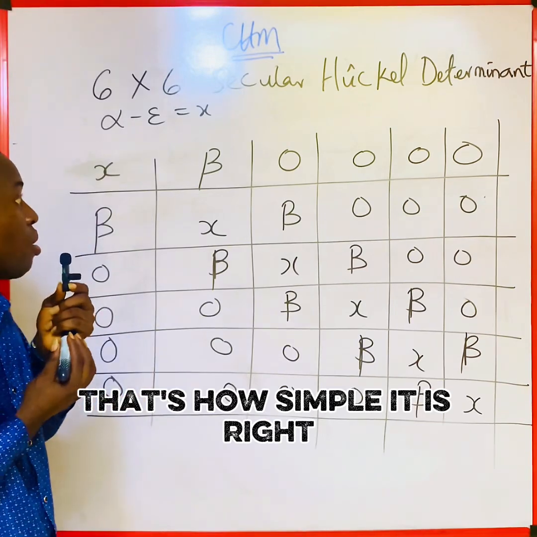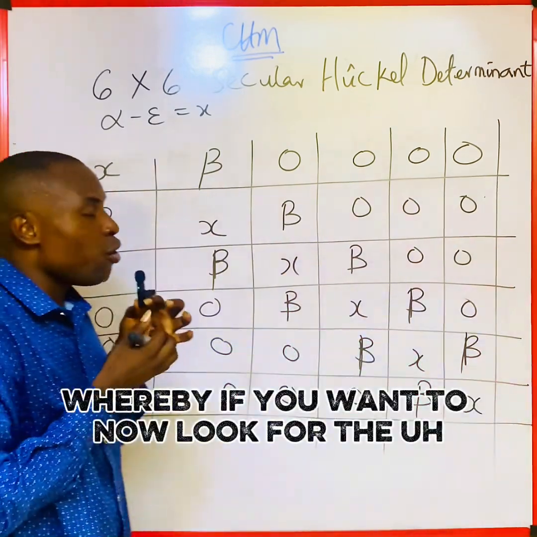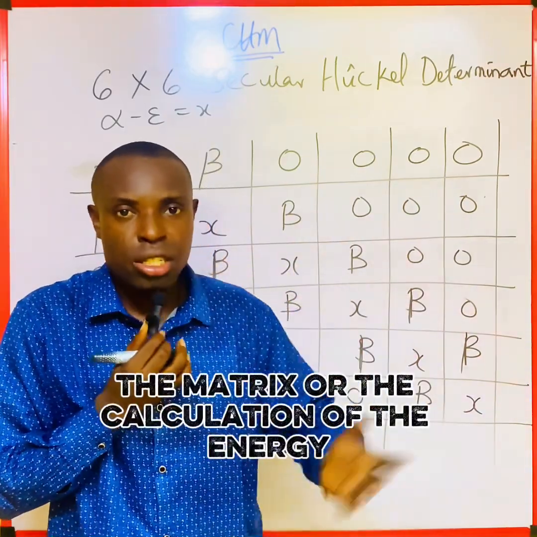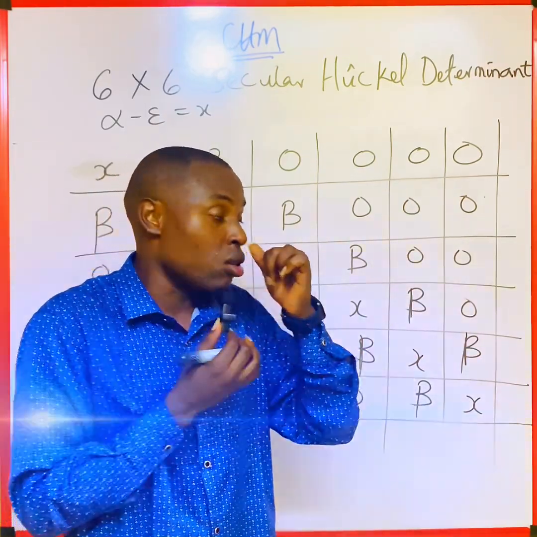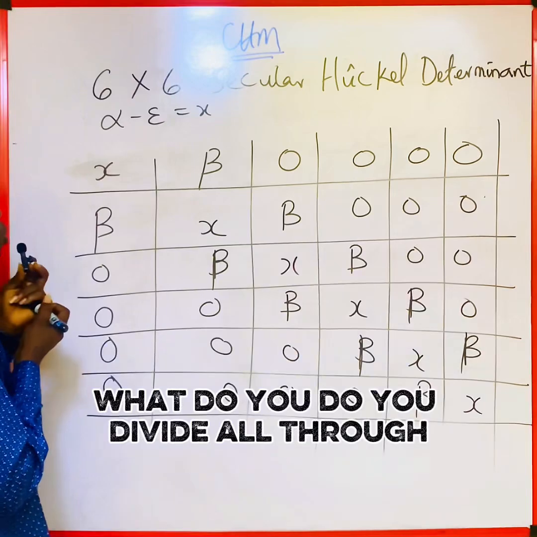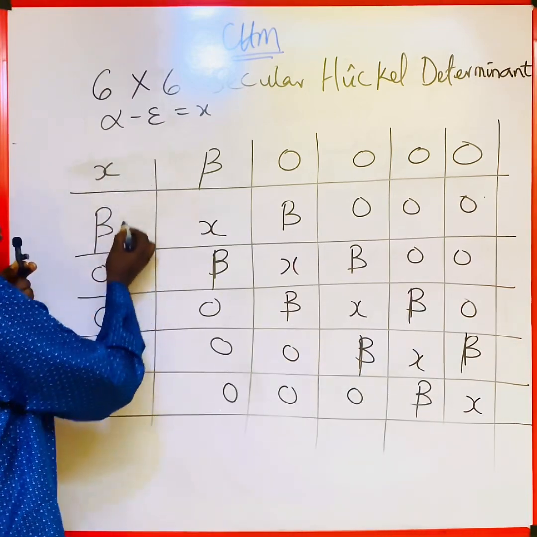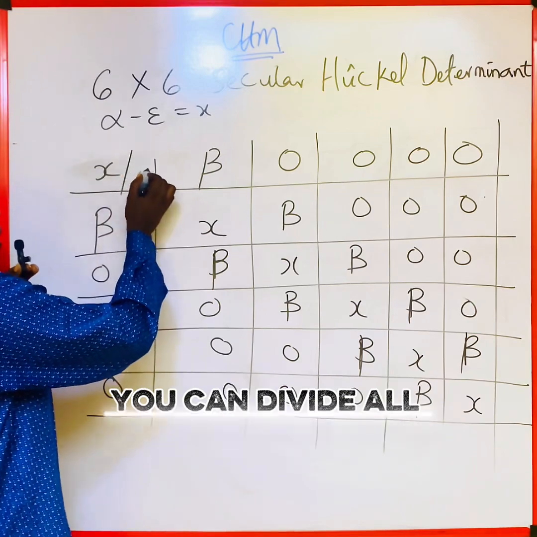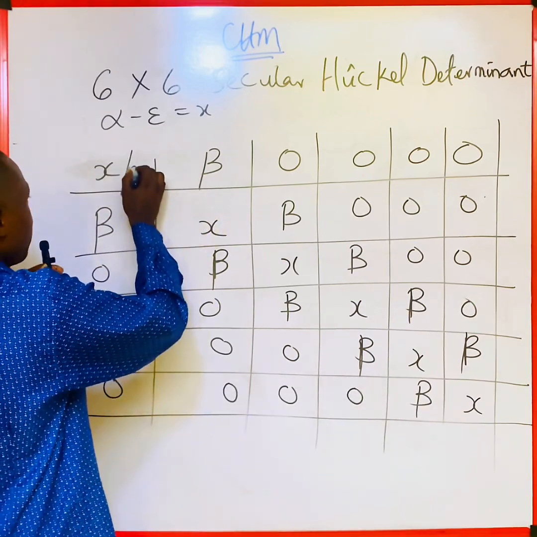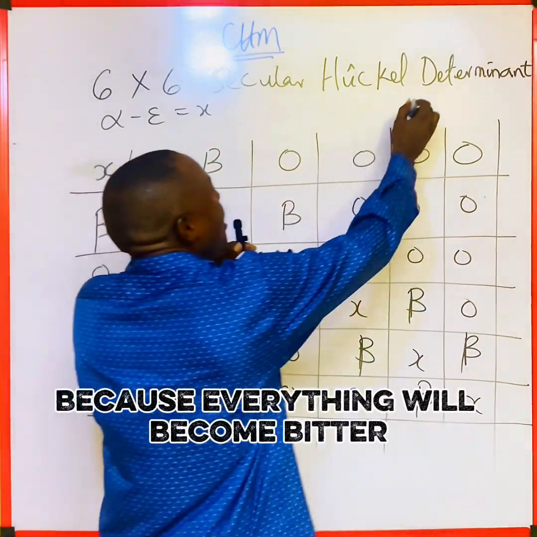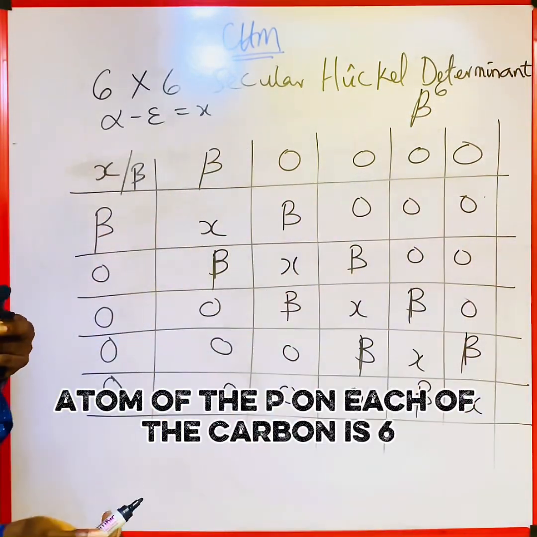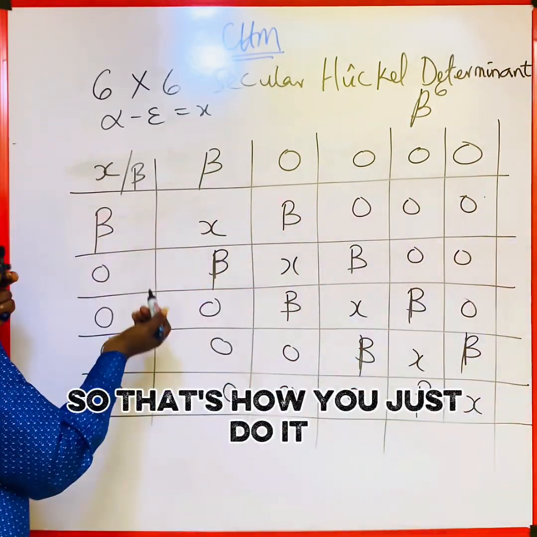Whereby if you want to now look for the matrix or the calculation of the energy, you divide all through by beta, because everything will become beta raised to power 6. Because the number of carbon atoms, or the p orbitals on the carbons, is 6. So that's how you just do it.